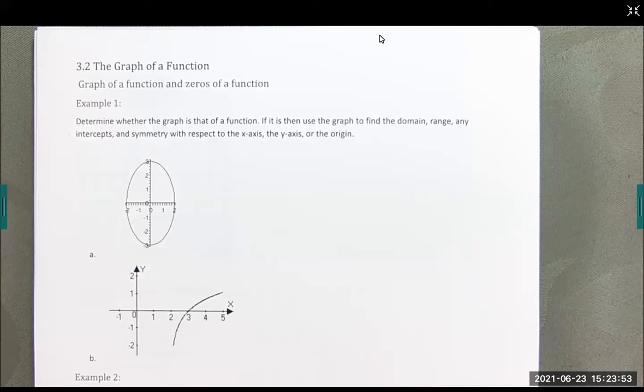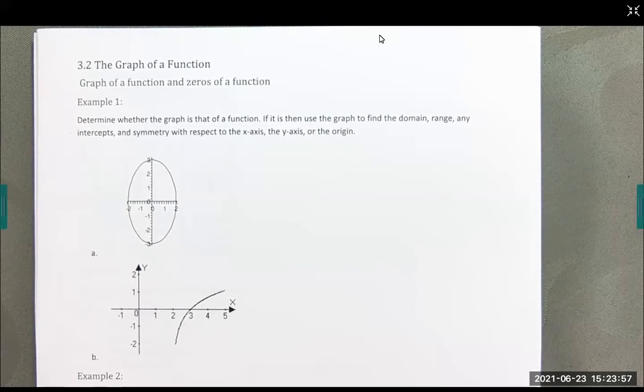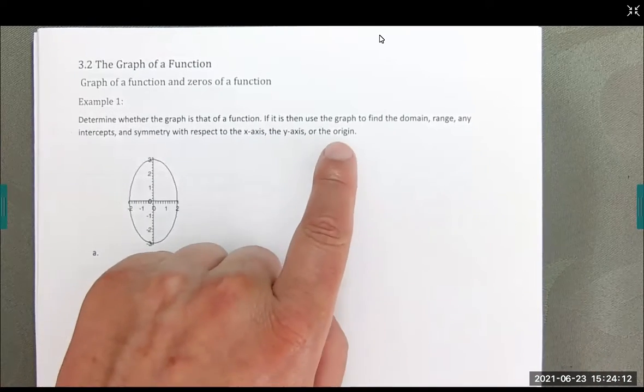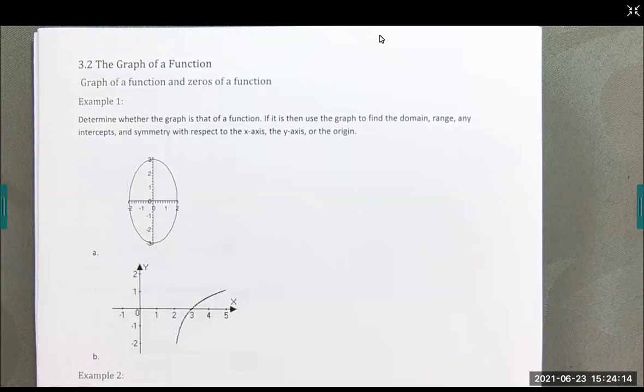Welcome back. We are continuing with chapter 3, and we're going to talk about graphs of functions, and we're going to jump right into it. Determine whether the graph is that of a function, and the way we're going to do that is what's called the vertical line test. If it is, and even if it's not, we can use the graph to find the domain, range, intercepts, symmetry, and so on.